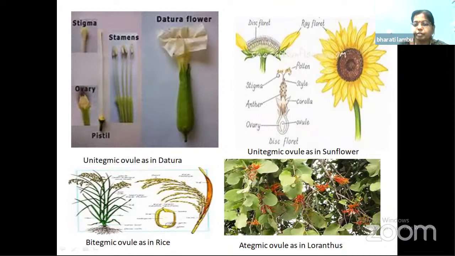This is the ategmic ovule as seen in the Loranthus. These flowers, if you see, are nothing but the Loranthus flowers only. So, ategmic ovule is seen in Loranthus or Santalaceae. That is nothing but a parasitic plant.